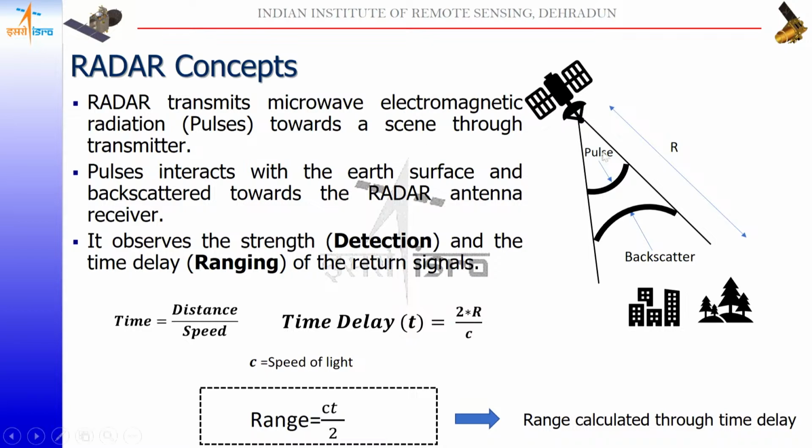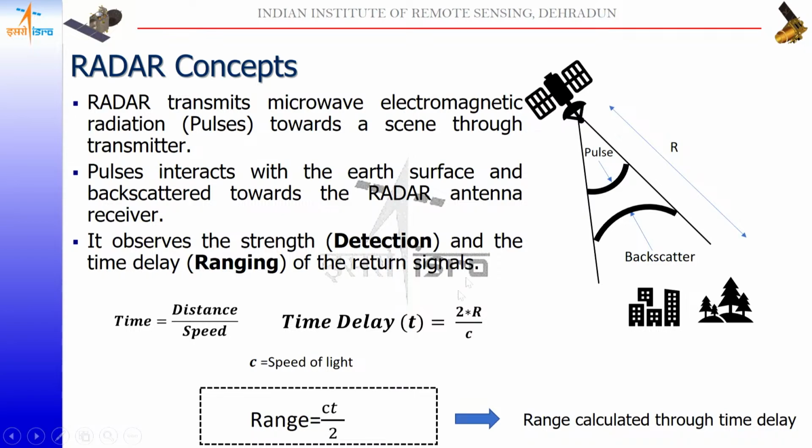So how is this range calculated? Range is calculated by the simple formula of time equals distance upon speed. So this time delay is calculated like this: because it is traveling two way, the distance is 2r, and the speed of the electromagnetic wave is c, the speed of light. So the time delay is given by 2r by c. So from this formulation we can calculate the range equals c tau by 2.